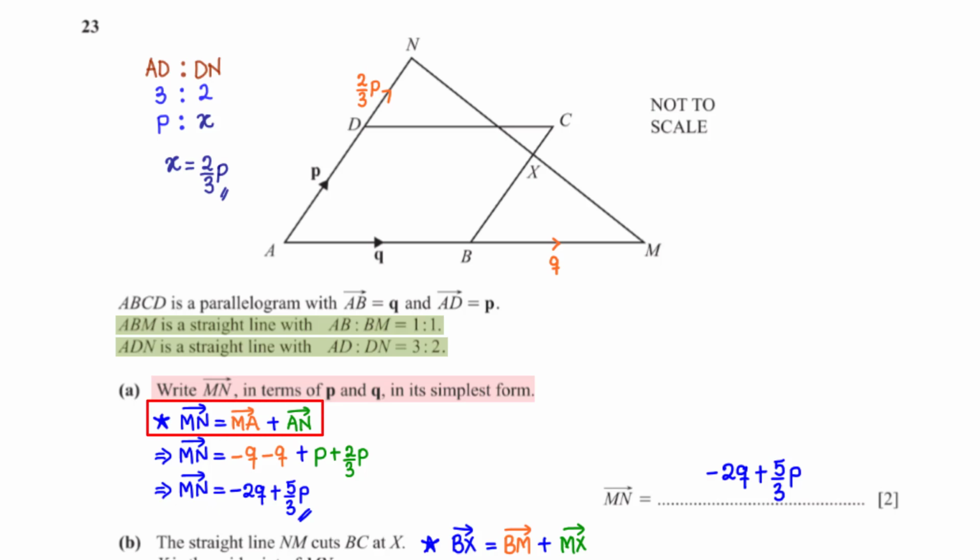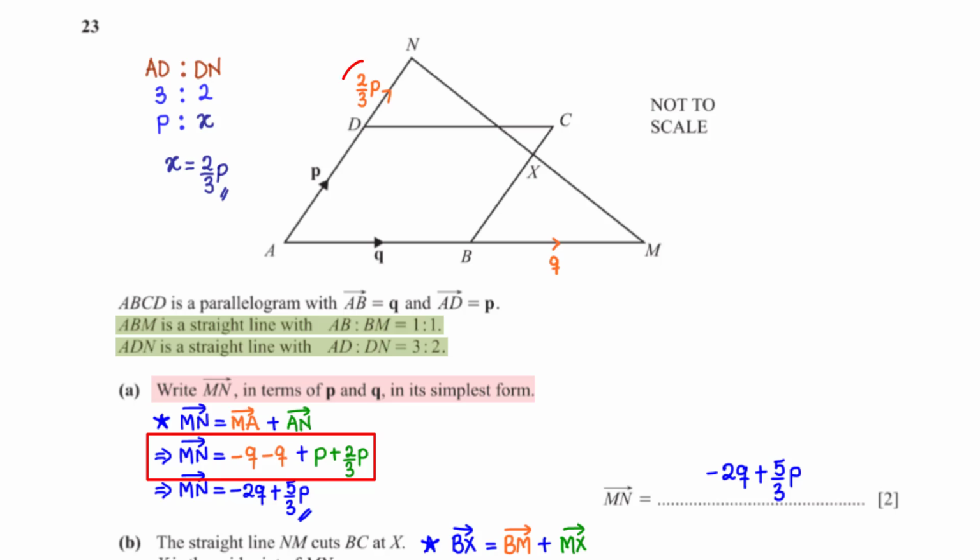MN can be expressed as MA plus AN. Remember that AB is to BM is 1:1, and so if AB is Q, then BM is also Q. So now MA is -Q minus Q, and AN is P plus 2/3P.